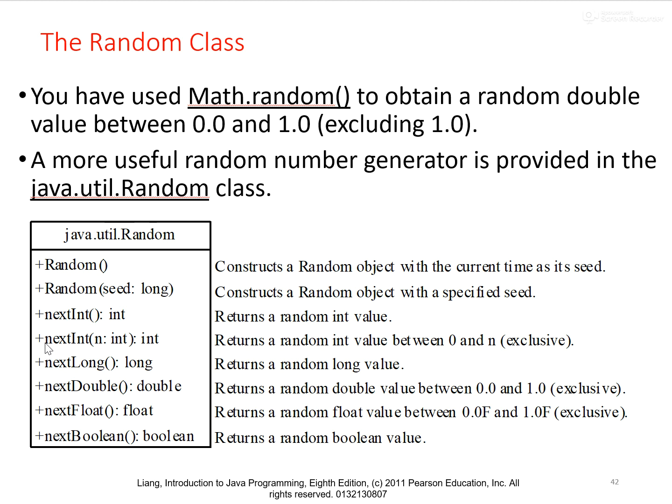If you want those integers to be restricted to a certain range, let's say integers between 0 and n, where n is not included, you can call the nextInt method of the Random class with n as an argument. Just like that, I can generate random long values, random double values, random floating point values, and random Boolean values using the nextLong, nextDouble, nextFloat, and nextBoolean methods.